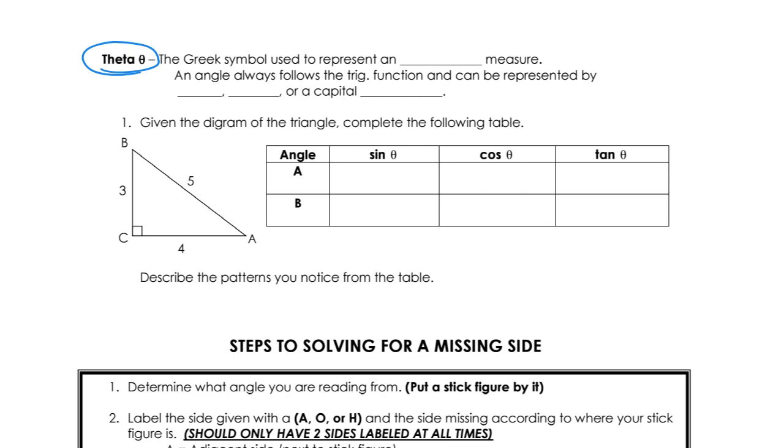another symbol, a Greek symbol, and that Greek symbol is called theta. It literally looks like a zero with a little slash through it. I usually do mine a little bit more cursively, like a cursive capital O, but you can draw it however you want. Some people just draw a zero and then put a line through the middle of it. That is the symbol called theta, and it represents an angle measure.